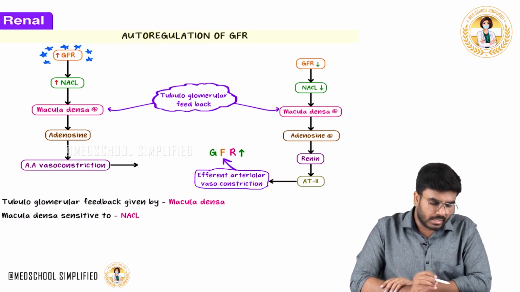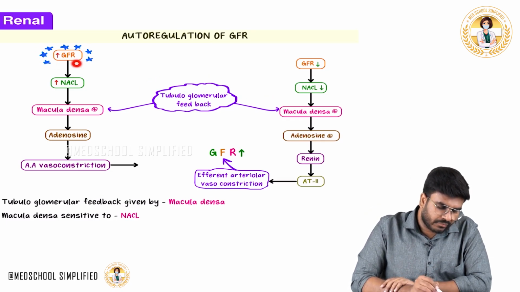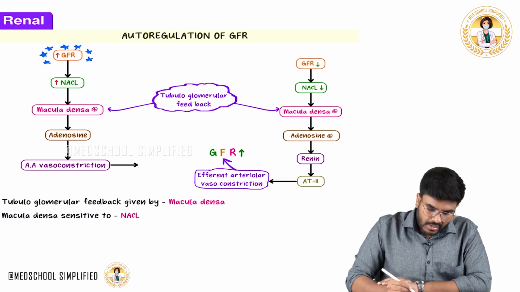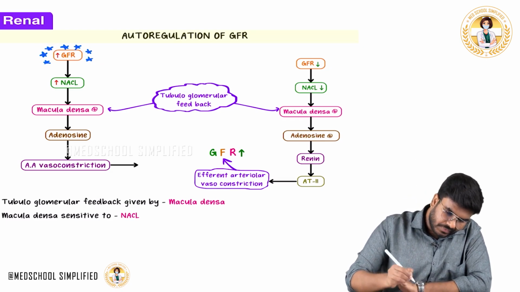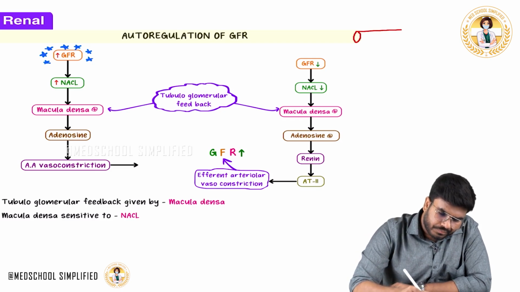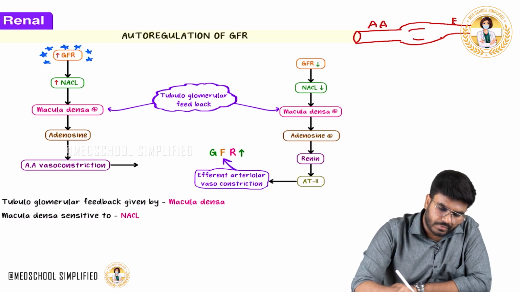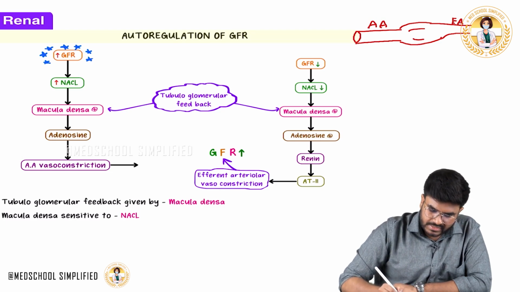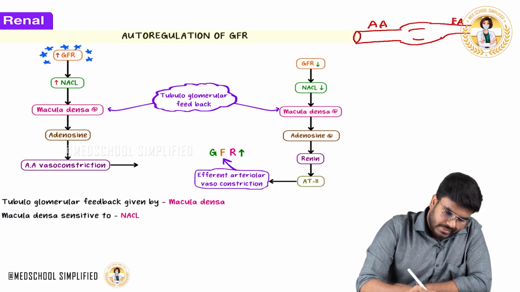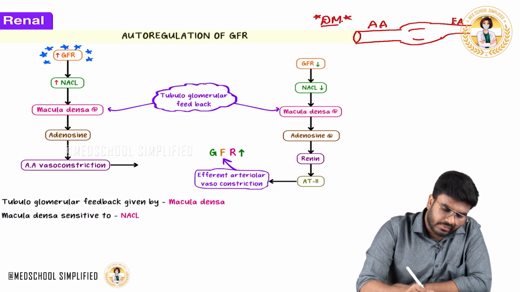Now, if you ask me for one condition where there is more GFR, for example, let's see, this is the afferent arteriole, here are the glomerular capillaries, and this is the efferent arteriole. There is this one condition which is called diabetes mellitus. In diabetes mellitus, what happens? There are high levels of blood glucose.